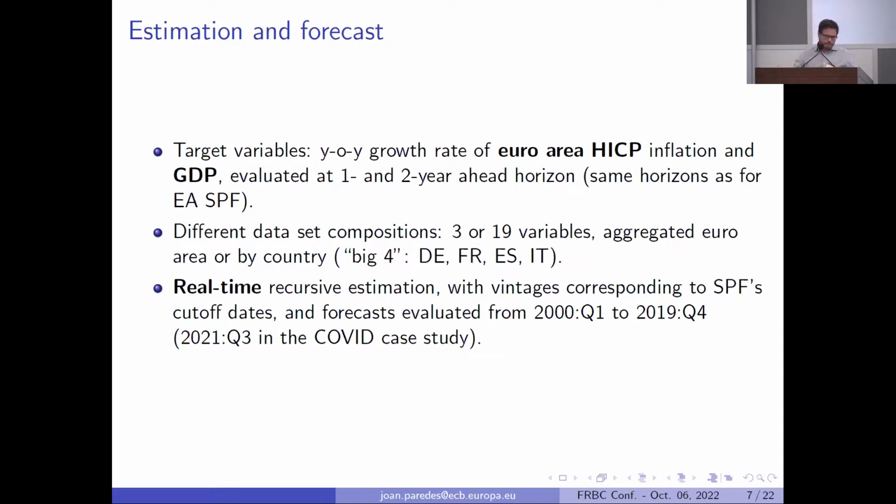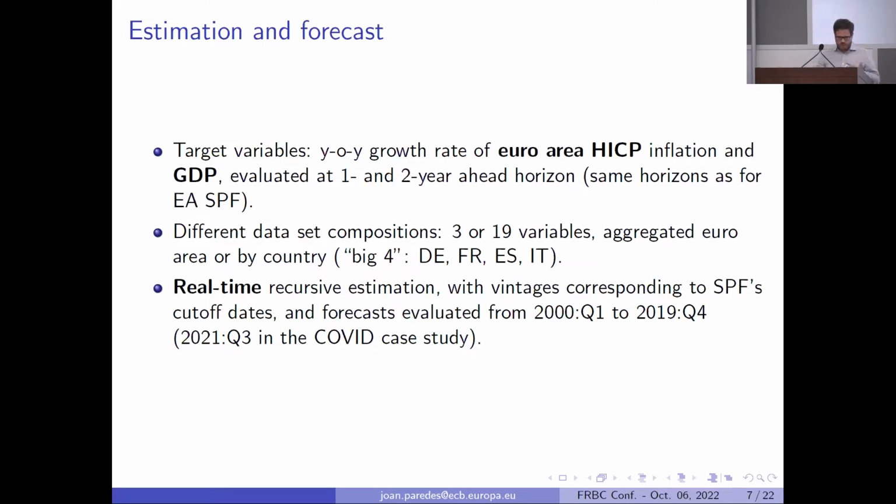Why do we do that? Basically because it's the same horizon as we have from the SPF. We are going to use the European SPF. So we are going to have models which have this data set composition of three variables, so we call them small VARs, and then we have bigger models with 19 variables. And then we're also going to have a bottom-up approach, which is basically having some VARs on these big four countries, each of them, and then aggregating them.